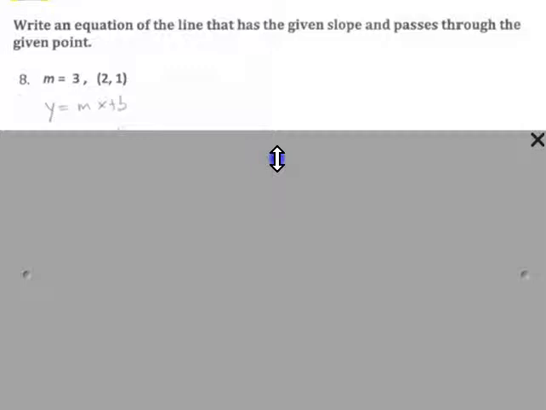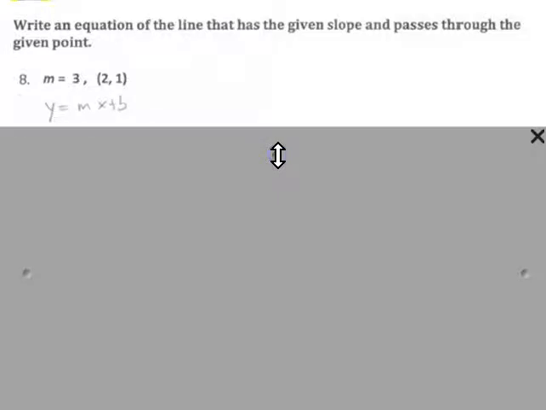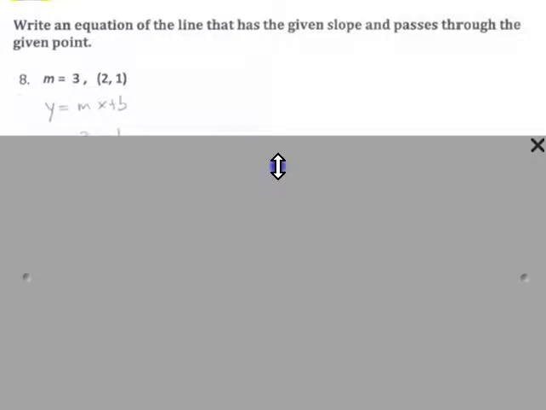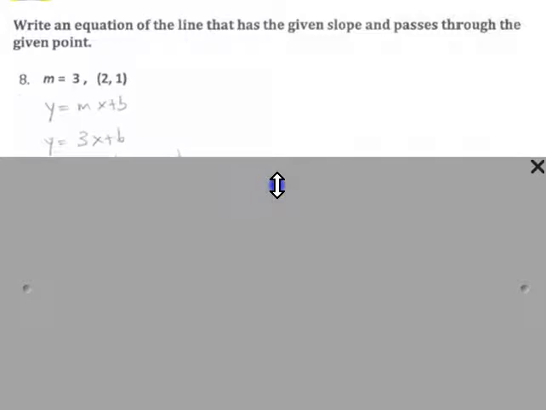If I give you the slope and a point, and I ask you to write the equation of the line, y equals mx plus b is the slope-intercept form that a lot of you like. I put the slope right in there in place of m. I don't know b this time though, but I do know y and x. I do know a y value and an x value that should work. I put 1 in for y, I put 2 in for x.